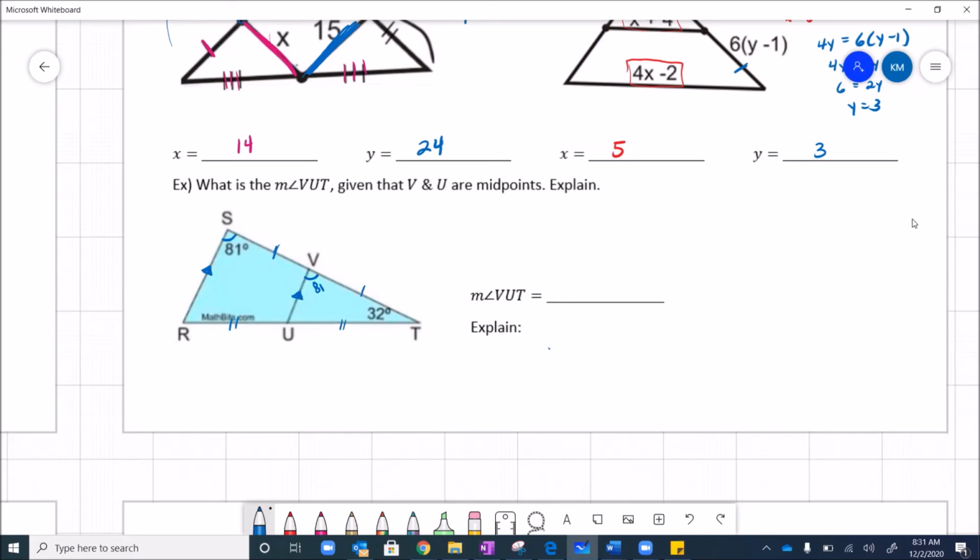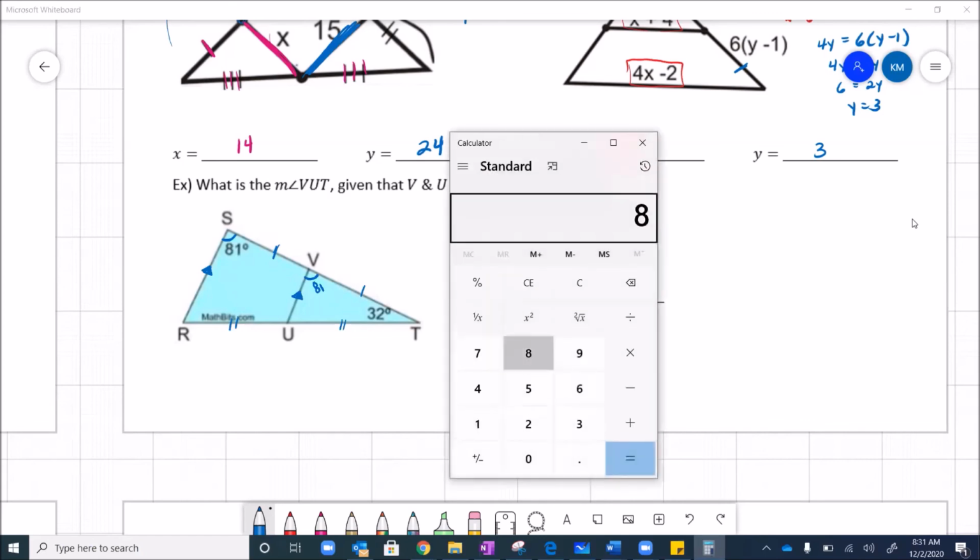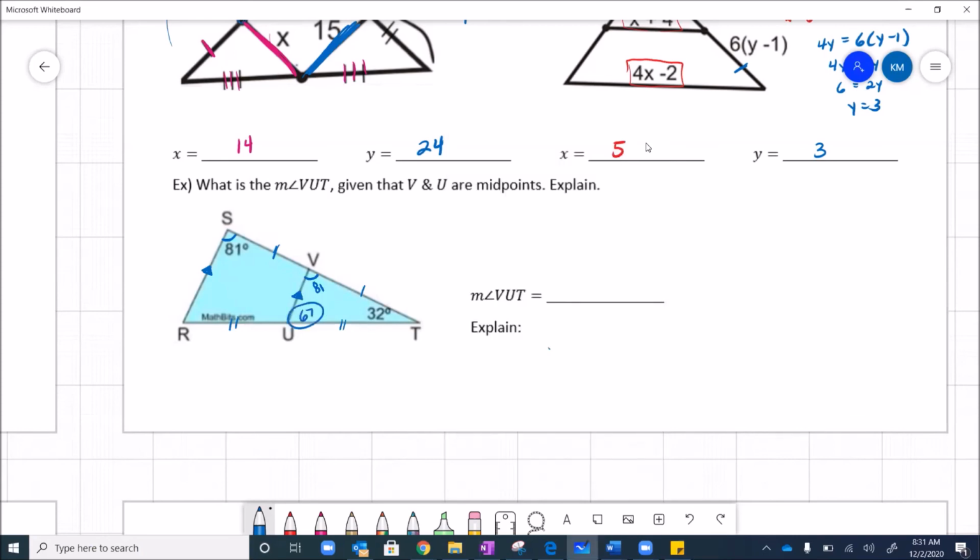Okay, that helps us, not because that's the angle that they're asking us about, but because in this triangle we have two angles, 81 and 32, and we know that all three of these angles should add to 180. So 81 plus 32, 180 minus 113 gives us 67. So VUT is 67 degrees. Okay, why? Well, we used the corresponding angles postulate to show that angle UVT equals 81 degrees, right? Then we used triangle angle sum to find that VUT equals 67. Okay, and all that comes from VU being parallel to SR because midsegments are parallel to the third side.